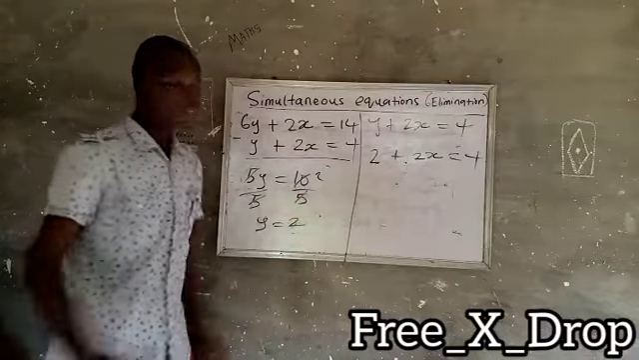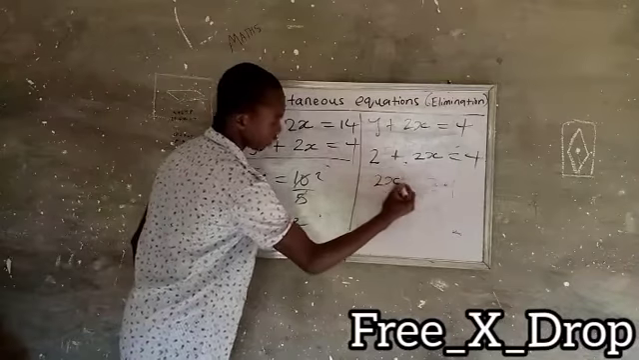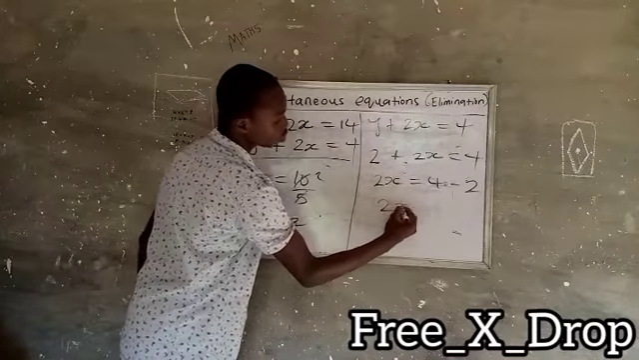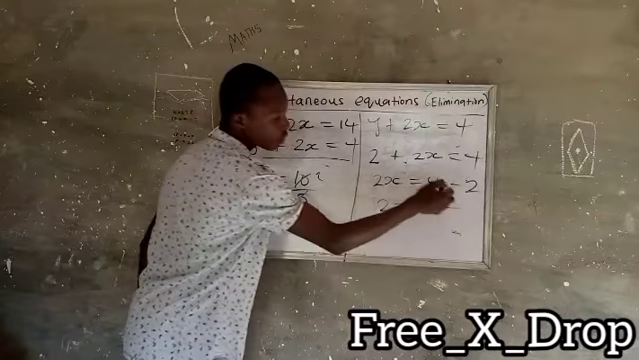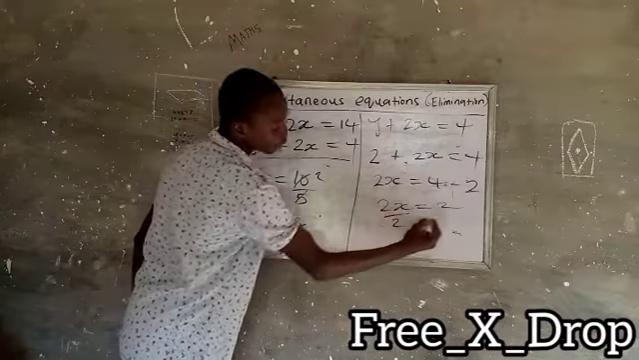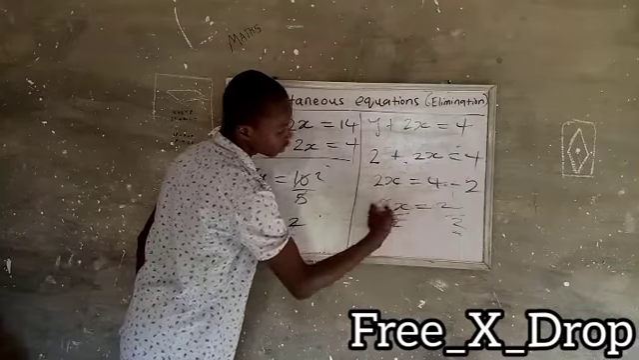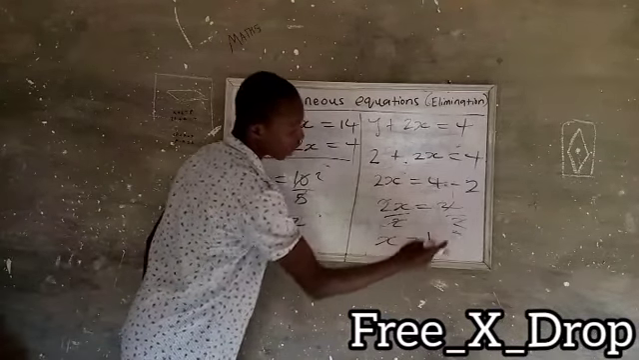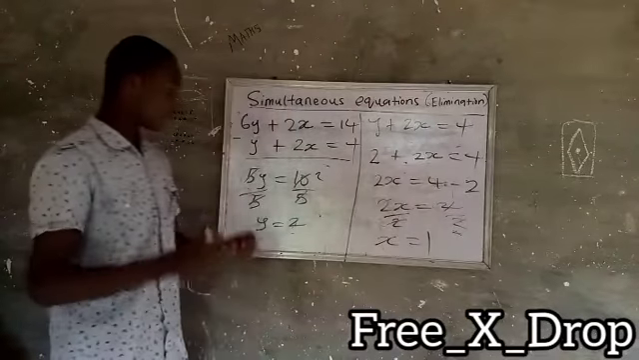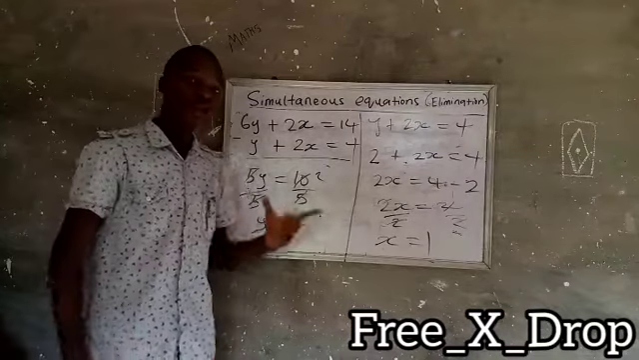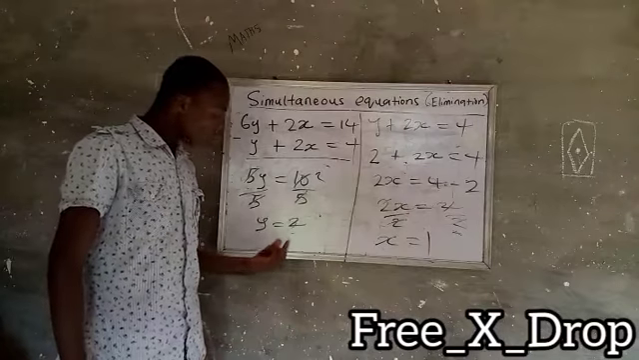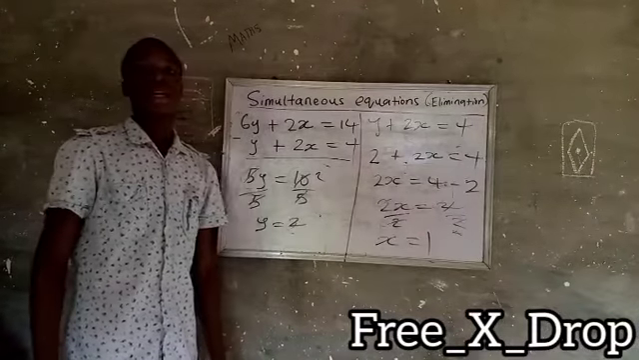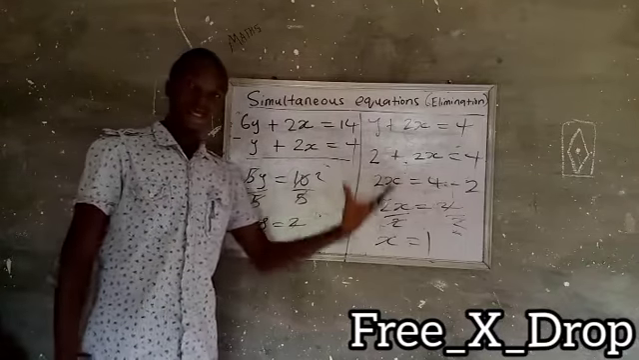Now what do you do? Collect like terms. You have 2x. After collecting like terms, you have 4 minus 2. And now this will be 2x equal to what? 4 minus 2 is 2. Now you divide both sides by 2. What do you have now? Your x is equal to 1. 2 divided by 2 is 1. So your x is equal to 1. So now you have gotten your answer. Your y equal to 2 and your x equal to 1. So it's as easy as that.